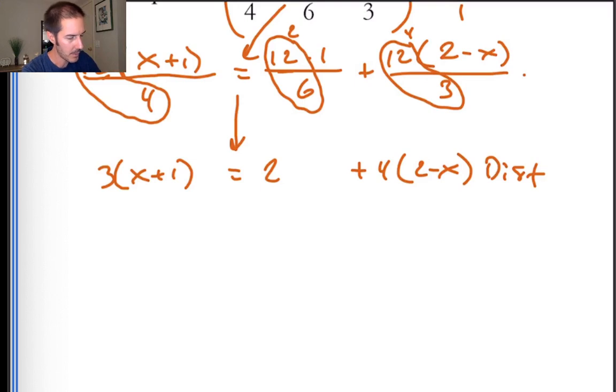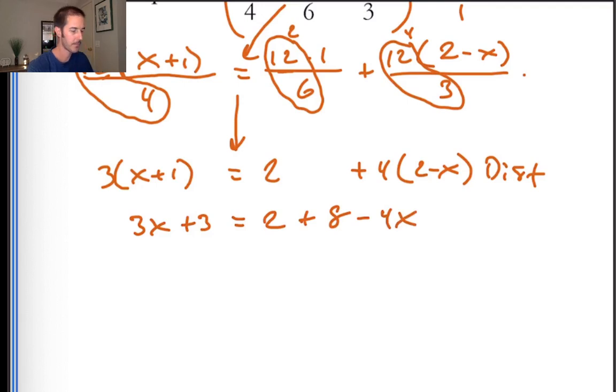So I'm going to be distributing here, and I'm going to distribute over here. So let's do both of those. We get 3x plus 3 equals 2 plus 4 times 2 is 8. 4 times negative x is negative 4x. All right, we don't have any more grouping symbols now, so now we can combine like terms. Is it worth writing that down? Sure.